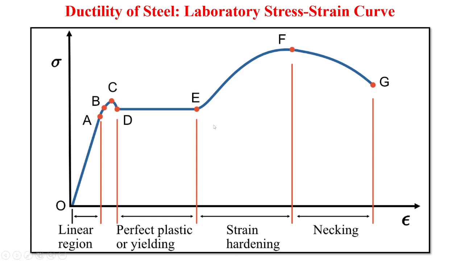We know this famous curve, that is laboratory stress strain curve for mild steel when tested under tensile condition in universal testing machine. So y-axis is stress and x-axis is strain. Now initially O to A is a linear region, then D to E it is perfect plastic or yielding, then from E onwards up to approximately F or beyond that it is strain hardening, and then it is necking up to failure, that is G. So mild steel is a ductile material.